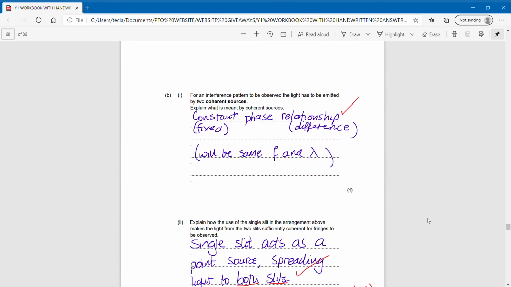Part B, part 1. For an interference pattern to be observed, the light has to be emitted by two coherent sources. Explain what is meant by coherent sources. So these are waves with a constant phase relationship, or constant phase difference. You can say fixed phase relationship. They will be the same frequency and wavelength, but the mark is for saying constant phase relationship.